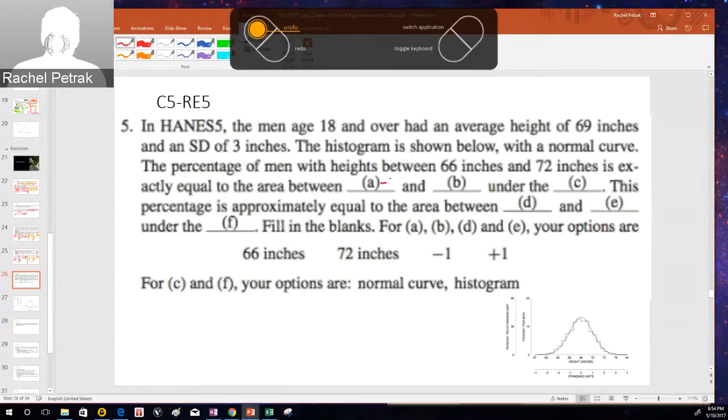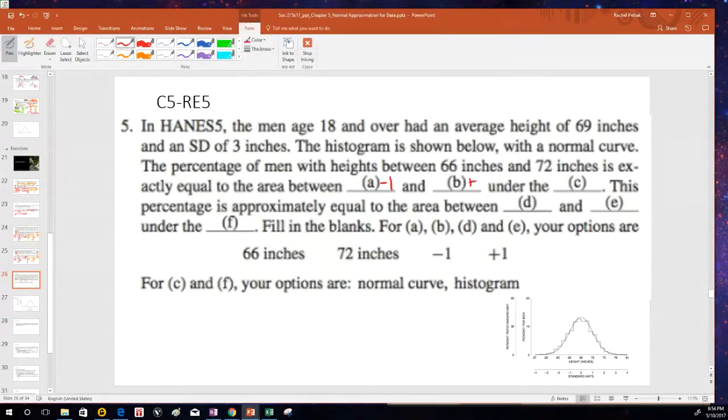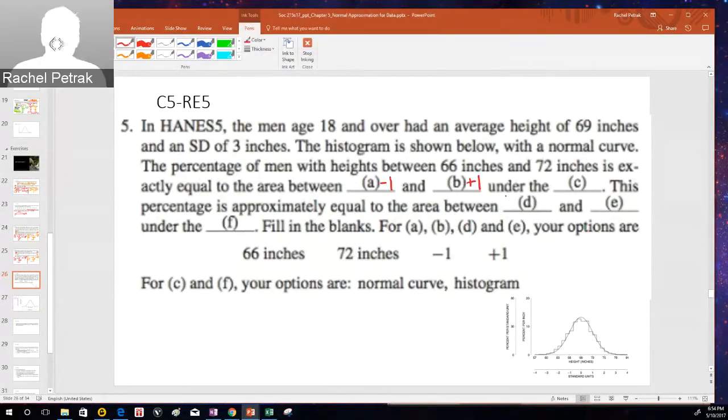Let's draw them over here. Under the C, for C and F, your choices are normal curve or histogram. Ooh, Peanut Gallery, what do you think about C? Are we voting for normal curve or histogram? Just take a guess or make a guess.